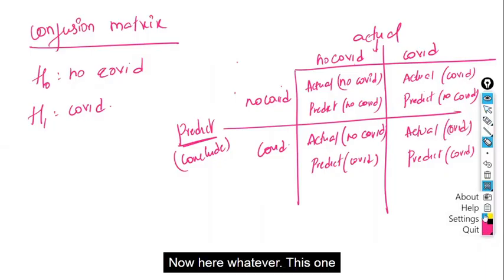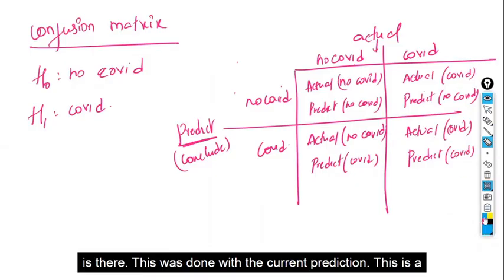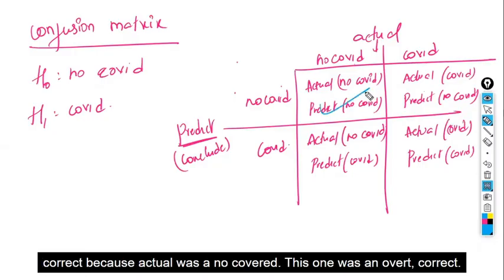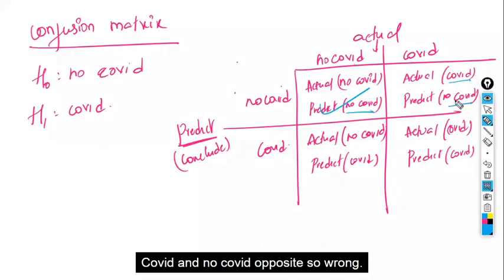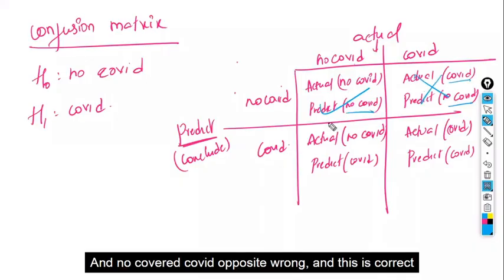Now, here, whatever this one is, this was done with a correct prediction. This is correct because actual was no COVID and this one also no COVID, correct. COVID and no COVID, opposite, so wrong. And no COVID, COVID, opposite, wrong. And this is correct, right?